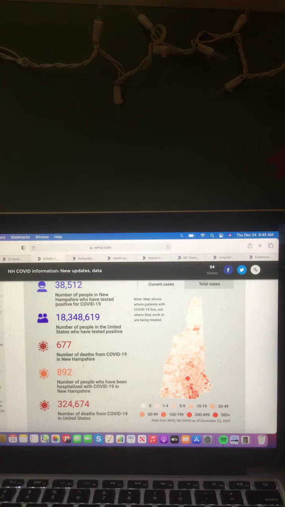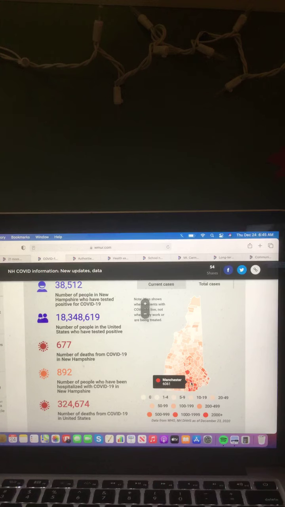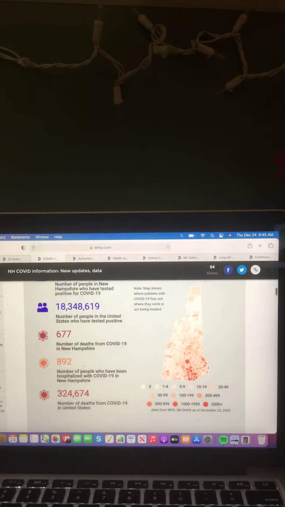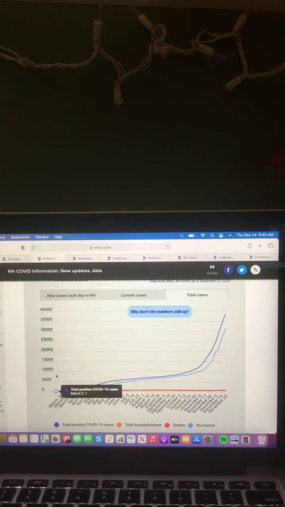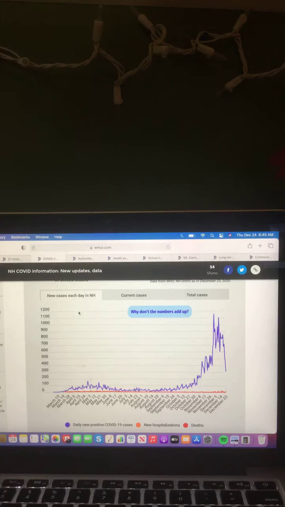And let's take a look at this map of New Hampshire where current cases are. In Manchester, 728. Let's take a look at this map of New Hampshire where total cases are. Manchester, 60, 61. And let's take a look at these three charts here. Let's start with the first chart here. New cases each day in New Hampshire. In the purple, daily new positive COVID-19 cases. Orange, new hospitalization. And red, deaths.